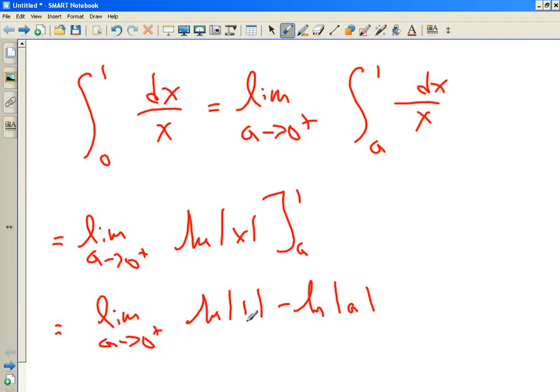Well, what's ln of 1? No. 0, right? Remember ln of 1 is 0. Remember ln looks like this. It goes through 1, 0, right? It has a vertical asymptote, goes to negative infinity, goes through 1, 0. Okay. So that's fine. That's 0. But what about this? As a approaches 0, what does ln a do? As x approaches 0, what does ln x do? Goes to negative infinity. So what's 0 minus a negative infinity?